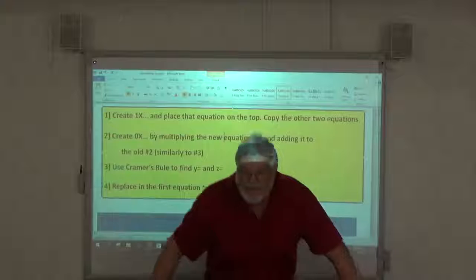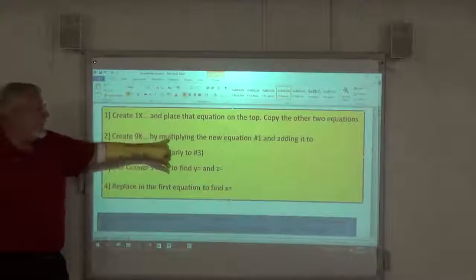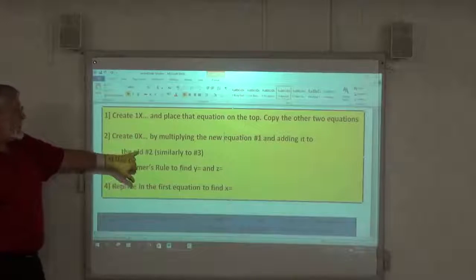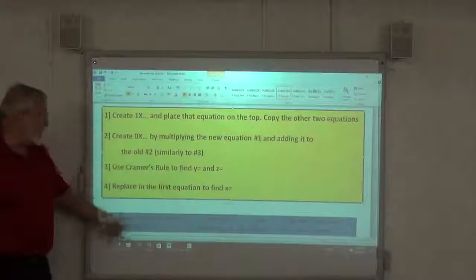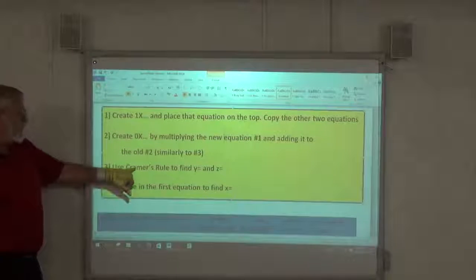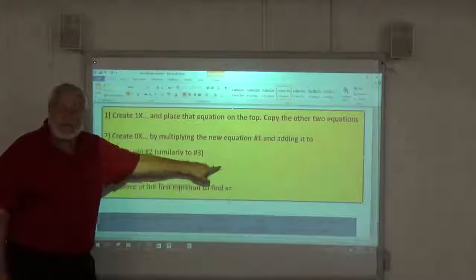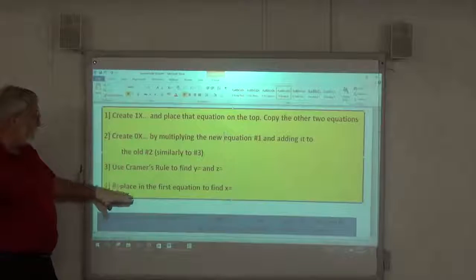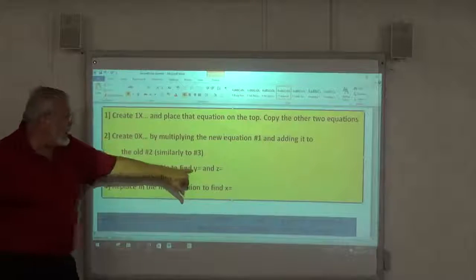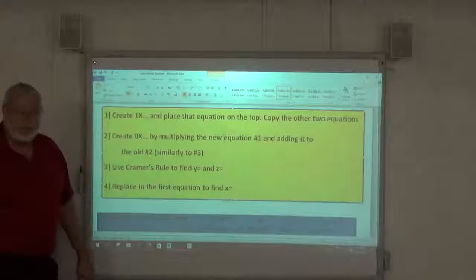Okay, all right. So then, you're going to multiply the first equation by a number so that we end up with a 0x in the second equation and then a 0x in the third equation. When we do that, we're going to be able to use Cramer's rule to find the y and the z, where we just made those two x's equal to 0. I'll explain that visually in a second. And then finally, we're going to replace the value of y and the value of z in this first equation and find out what 1x is.